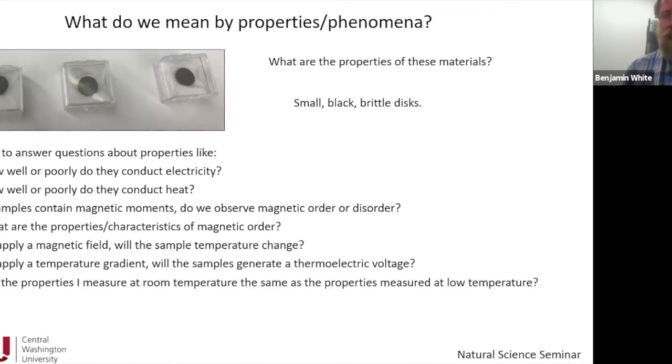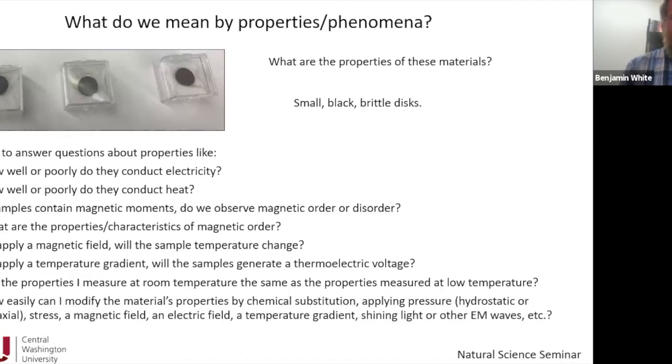Are the properties that I measure at a specific temperature, like room temperature, the same as the properties I see at low temperature? Basically, how do these properties change as a function of temperature? And just in general, how easily am I able to modify these properties by doing things like chemical substitution? So that's replacing one element with another element.